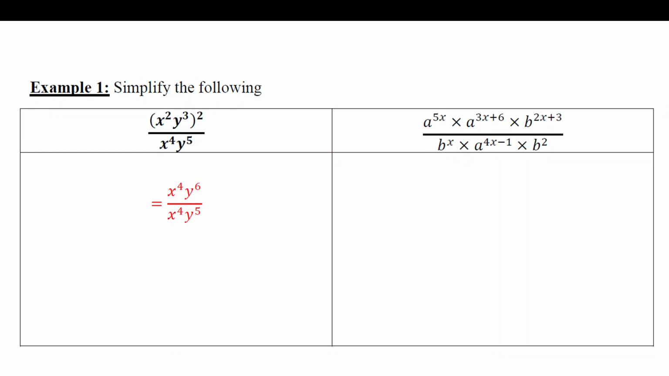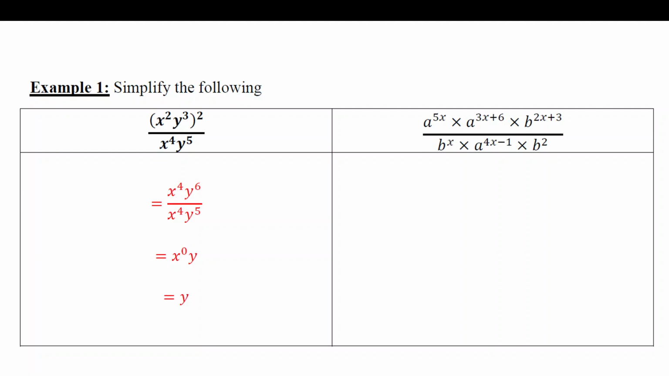Okay, and so here we've got y to the power of 6, not y to the power of 5. When we're having powers of powers with those brackets, we multiply. And now we can just use index law 2. And so x to the power of 4 divided by x to the power of 4 is just x to the 0, and 6 take away 5 is 1. Anything raised to the power of 0 is just the number 1, so we're just going to have y.